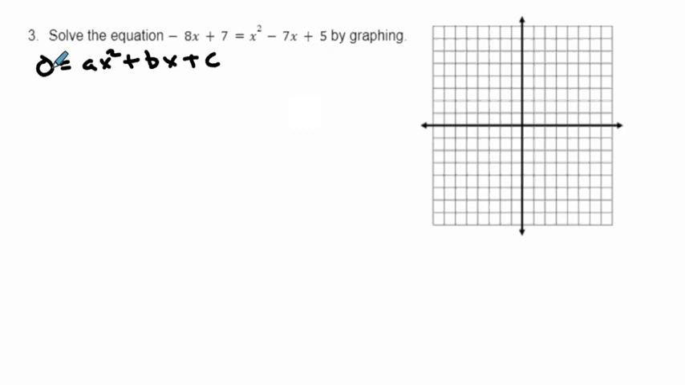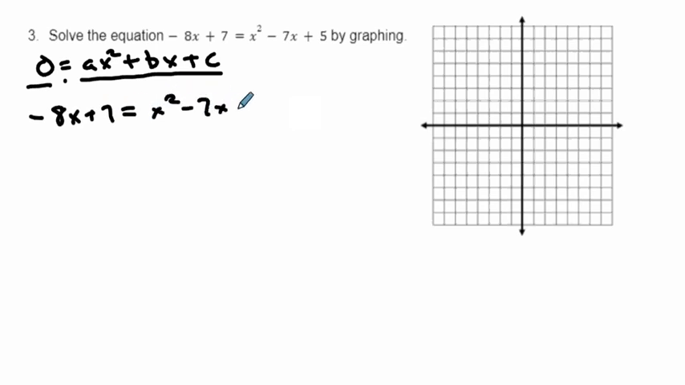Because if you think about what the solution is, the zeros of the function. In order for it to be 0 of the function, that means the function equals 0. So it has to be written so that the function, which is this part right here, equals 0, right? And when we look at what they're giving us, it does not look like this, right? So the very first thing we have to do is make it look like that. So I'm going to rewrite this here. We have negative 8x plus 7 equals x squared minus 7x plus 5.